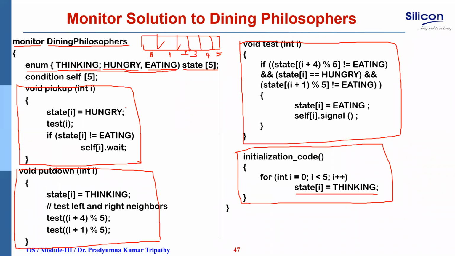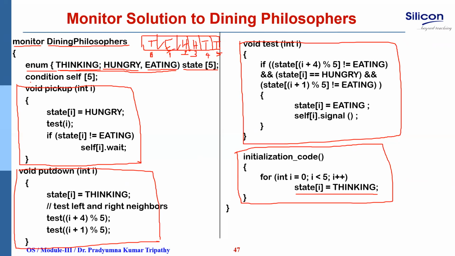Correct? Now, what I can put over here, either I can put thinking, or I can put eating, or it may be hungry. Any one of these. Either it may be hungry, or eating, or thinking, like this. Is it understood? These are the 3 states of the philosophers.